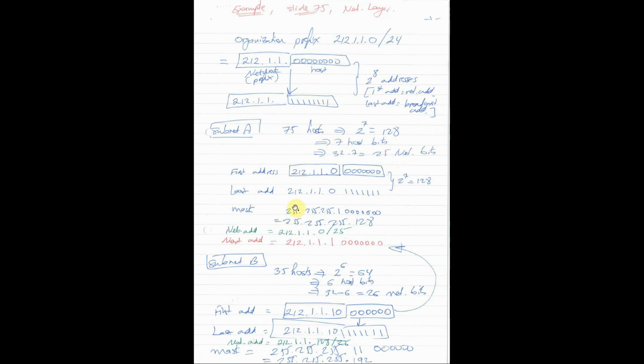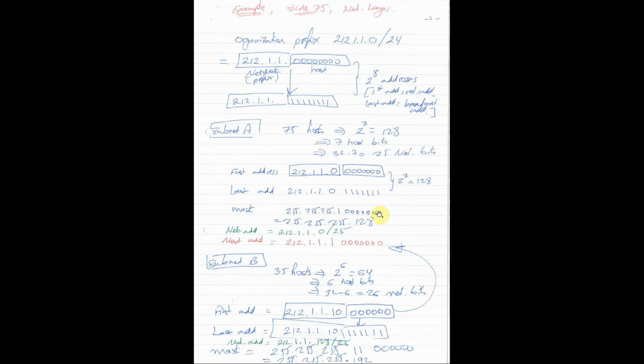255 is 8 ones. 255 is another 8 ones. 255 is a third 8 ones. So 8 plus 8 plus 8 is 24. So we have one more 1. So we continue in binary here. We have one more 1. So this is in total 25 ones and 7 zeros.